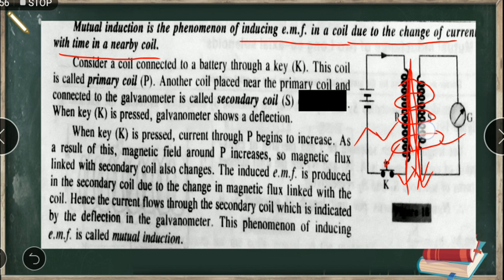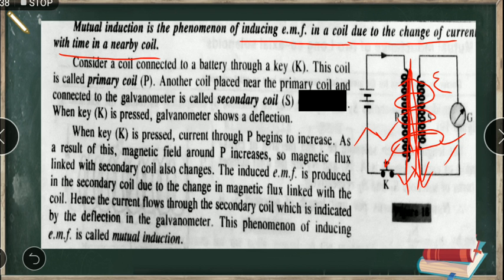The magnetic flux linking through the secondary coil changes, so an induced EMF is produced in the secondary coil. Voltage variation occurs: EMF is induced in the secondary coil due to change of the magnetic flux linked with the coil. So current starts to flow in the coil, and we can see the variation of the current in the galvanometer. Finally, this induced EMF is called mutual induction.